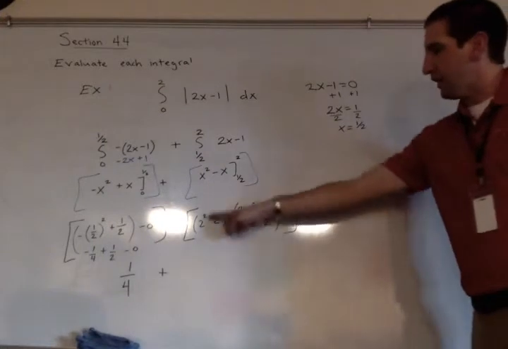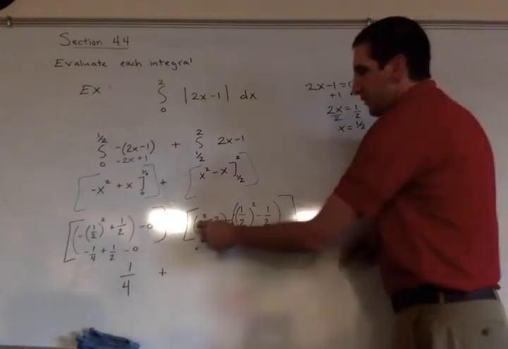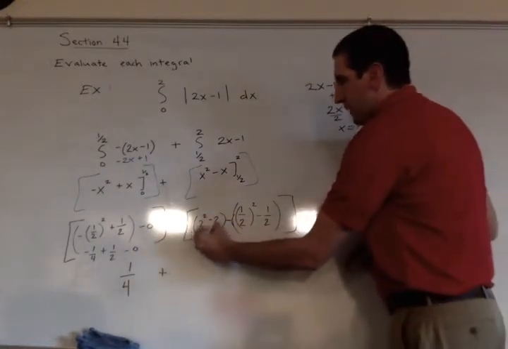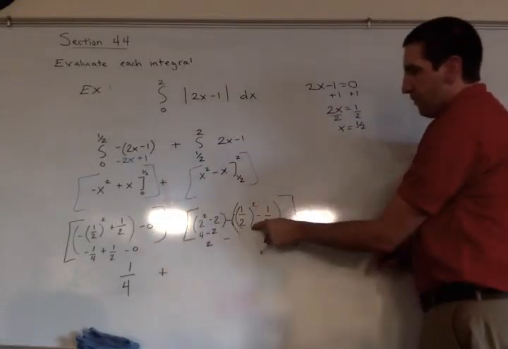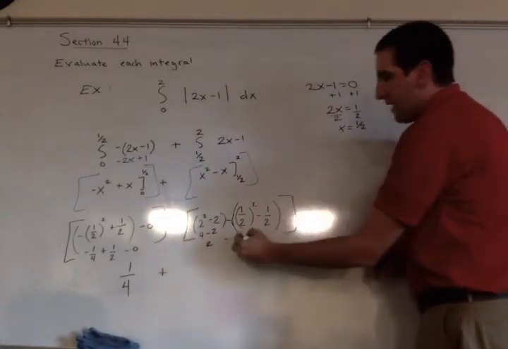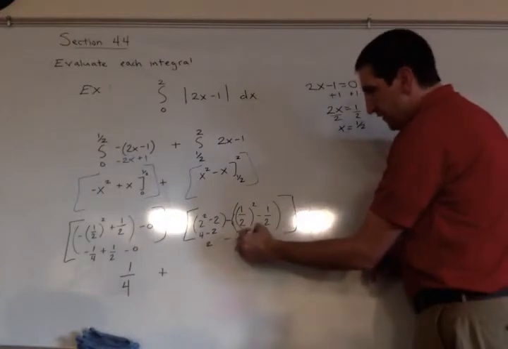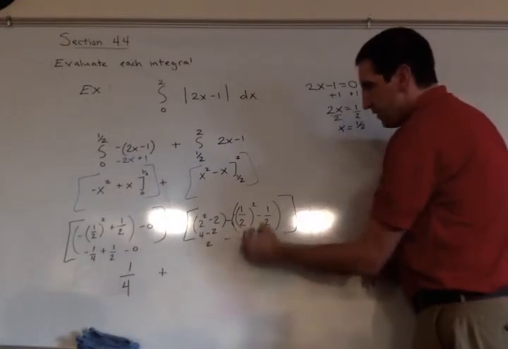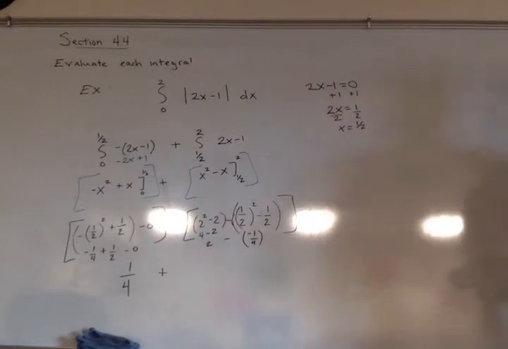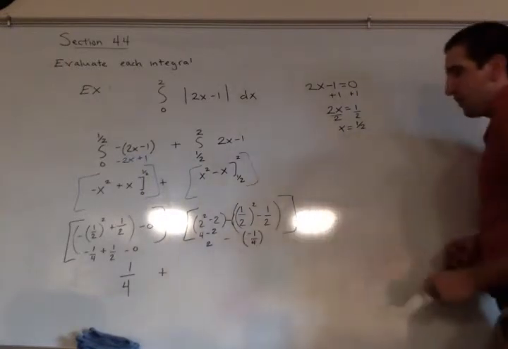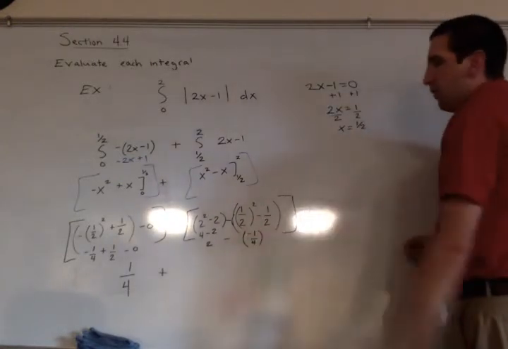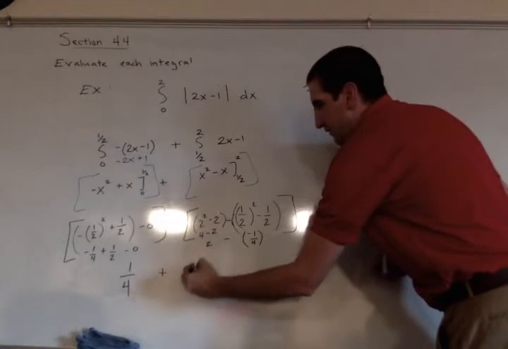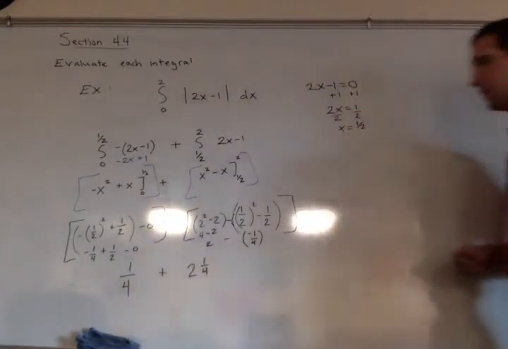Now we need to make our calculation over here. 2 squared would be 4 minus 2, which is 2. 1/2 squared, again, is 1/4. 1/4 minus 1/2 would be negative 1/4. And then finally, 2 minus a negative 1/4 would be the same as adding, so we'd have 2 and 1/4.